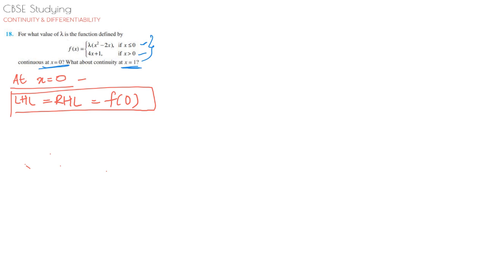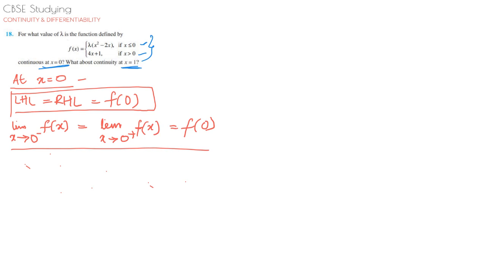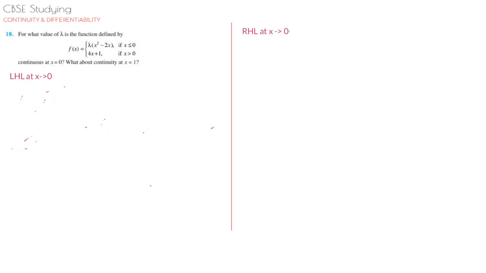So now to do this, we have to say what is LHL and what is the RHL. What is LHL over here? We will say that when limit x tends to 0 minus f of x is equal to limit x tends to 0 positive f of x is equal to f of 0. This is what we need to prove, right? So let's go step by step. Let's take 0 minus first. So we're gonna check LHL at x tends to 0 minus and RHL at 0 plus, right? Let's start.